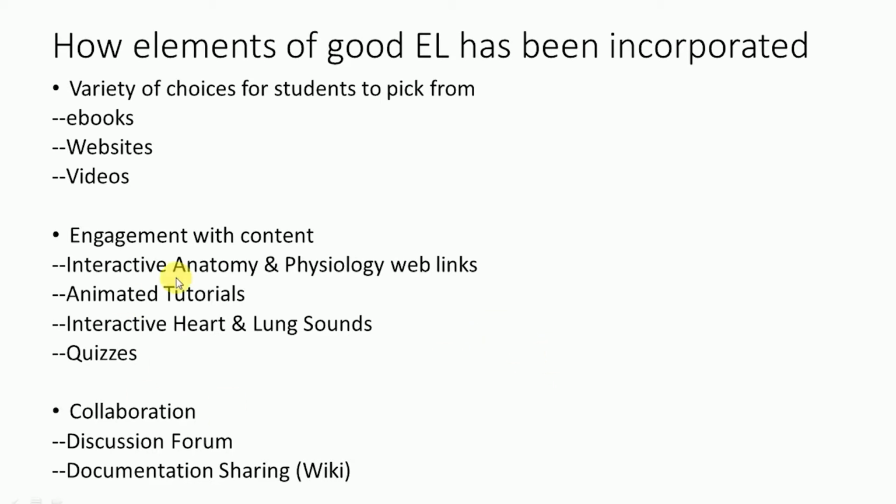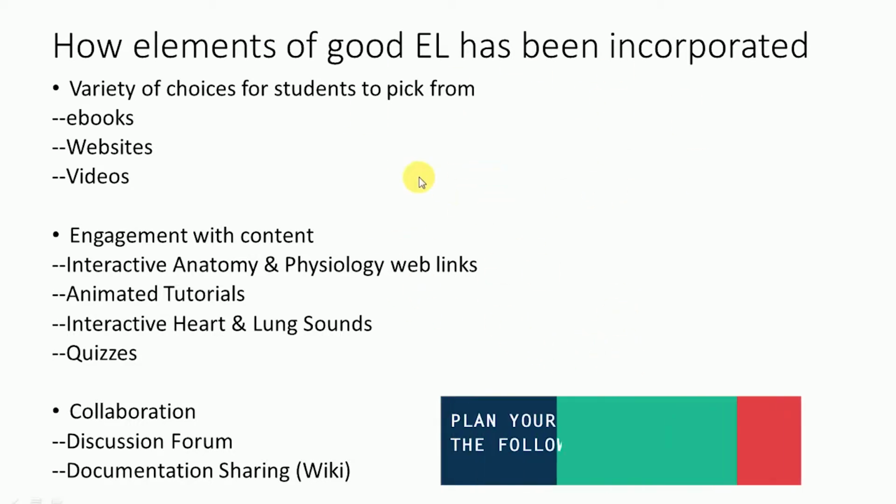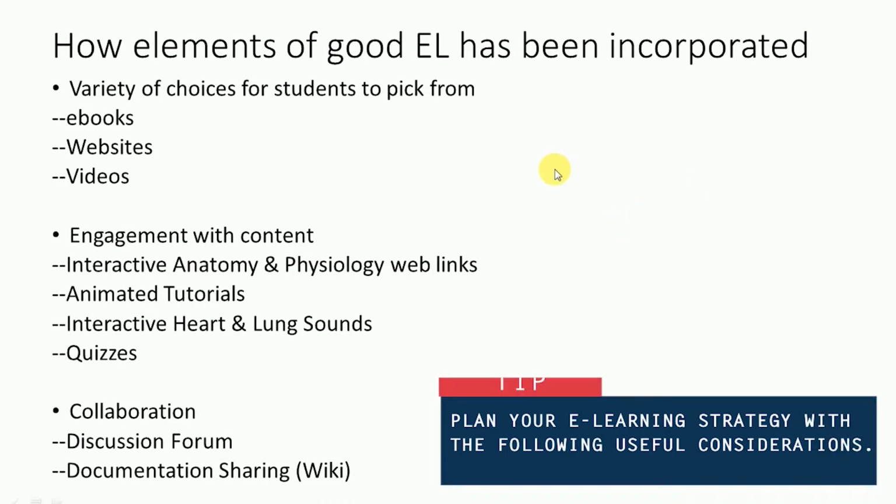How elements of good e-learning have been incorporated, basically there are 3 things that I considered when doing up this blended exemplary module. Firstly, that there was a variety of choices for the students to pick from, and they're all curated materials from the existing library database, which makes up of e-books, websites, as well as video.